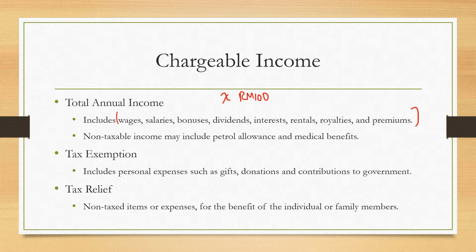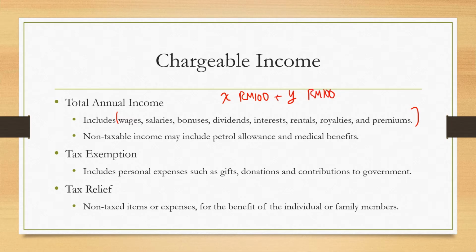You need to be aware whether, based on the wording used in your question, it is annual income, tax exemption, or tax relief. So in this scenario, for instance, you have wages X of 100 ringgit and Y salaries of another 100 ringgit. So you have to add the two together.